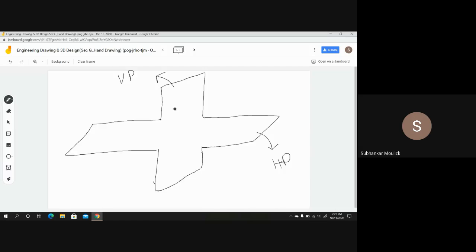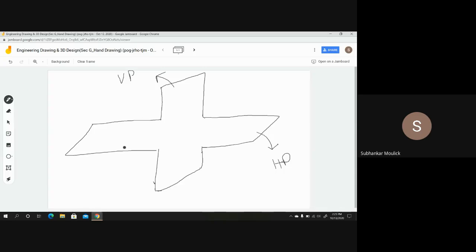I also told you in the last class that if you want to solve any problem related to orthographic projection, you need to keep in mind three points. First one is your object. Second one is the position of the object, where it has been placed, whether the object is placed in first angle projection or third angle projection or so on. And thirdly, the plane. These three things you should keep in mind while solving any problem related to orthographic projection.